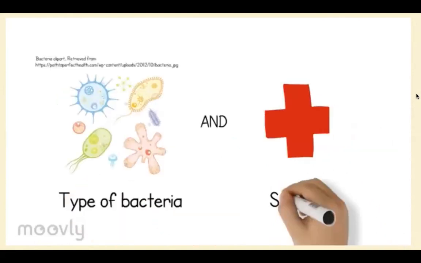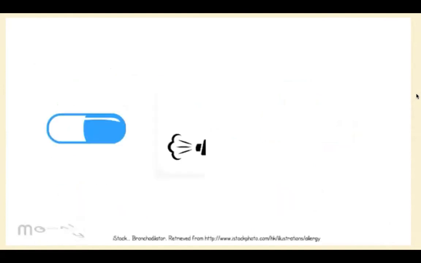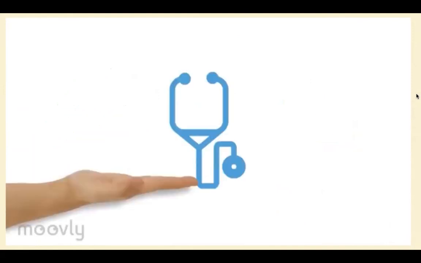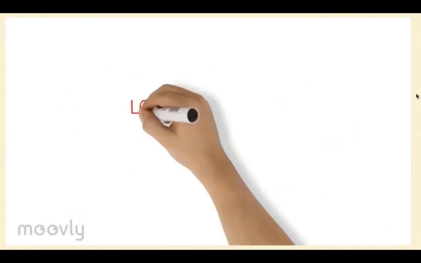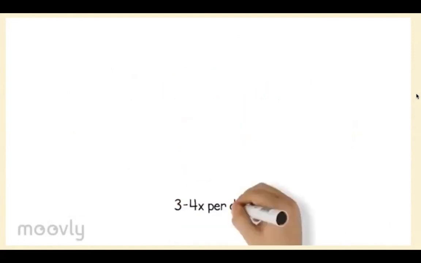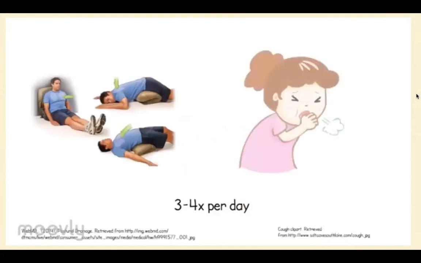Based on the type of bacteria and the severity of the patient's condition, there are different types of antibiotics available, some of which include oral, inhaled, or intravenous antibiotics. A second type of treatment is chest physical therapy, which serves as a way to loosen and remove mucus from the lungs. This should be done 3 to 4 times a day, and it involves repeatedly pounding one's chest and back in order to dislodge the mucus.